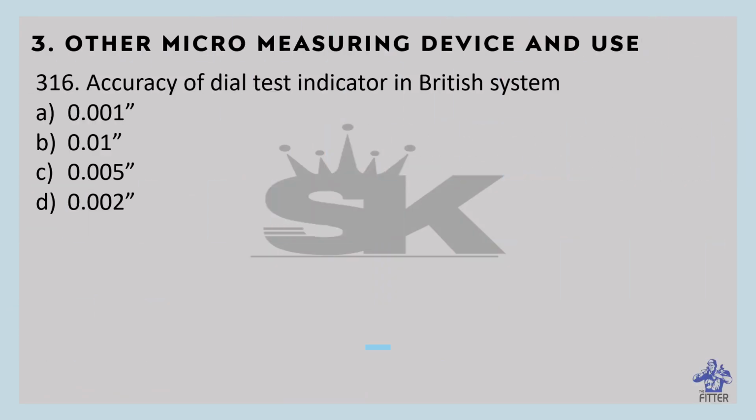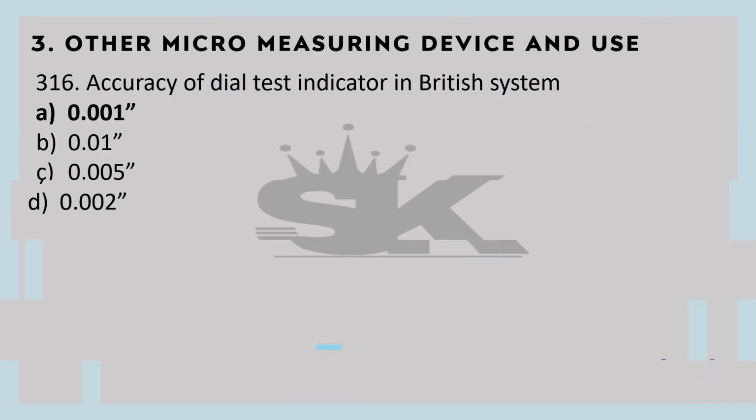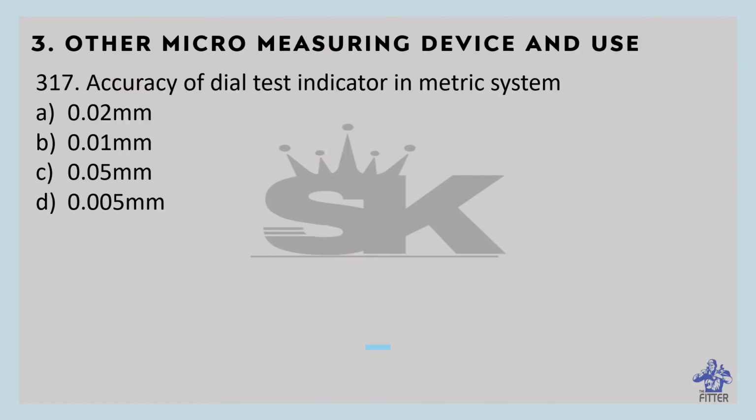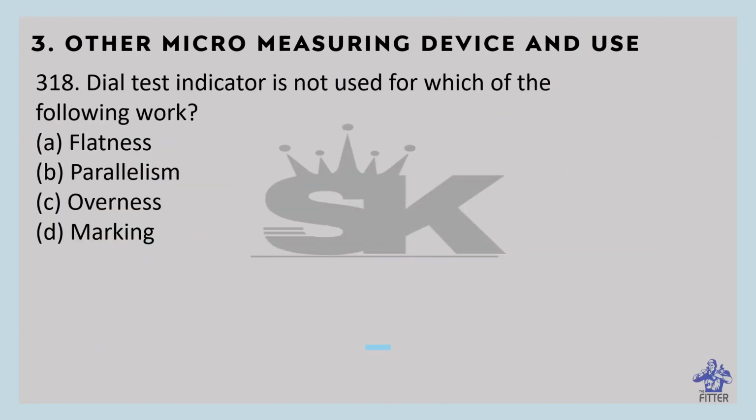Accuracy of dial test indicator in British system. So that is option A. Okay. Accuracy of dial test indicator in metric system. So that is option B. Okay. Dial test indicator is not used for which of the following work? So that is marking. Okay.